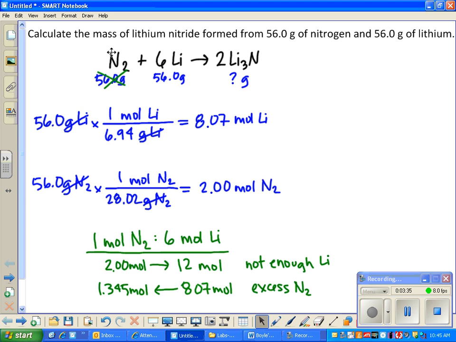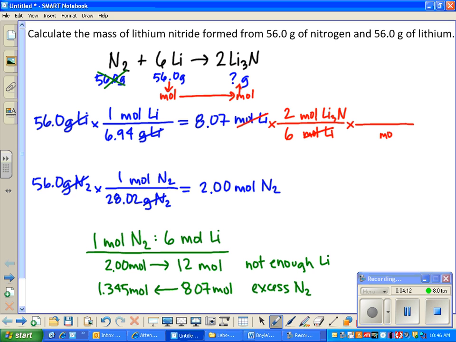We can say that for 56 grams of lithium, we want to first convert that to moles, like we've done. And then we can convert to moles of lithium nitride, and then we can convert that to grams. So I'm going to pick up where I left off with my moles of lithium. I want to take moles of lithium on the bottom and convert to moles of lithium nitride, so that's on top. Coefficients for lithium, 6, lithium nitride would be 2, so moles of lithium would divide out. And last step, take moles of lithium nitride and convert to grams.